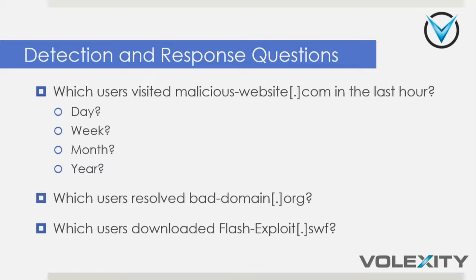So again, one question is, what website was visited by malicious users? On the DNS side, what about just domain resolution? So if I ask you how many people in your organization resolved baddomain.org, can you tell me that? Same thing, how long does that go back? What's your coverage like? Can you tell me which users downloaded certain files?